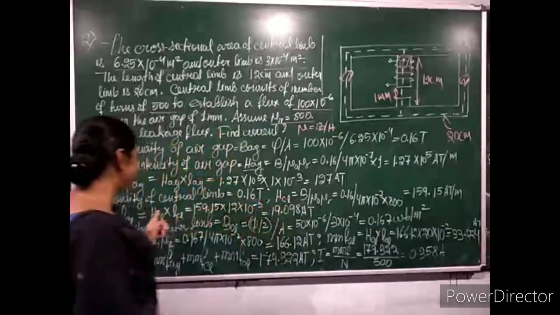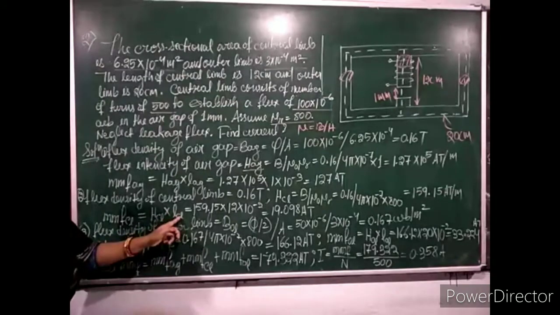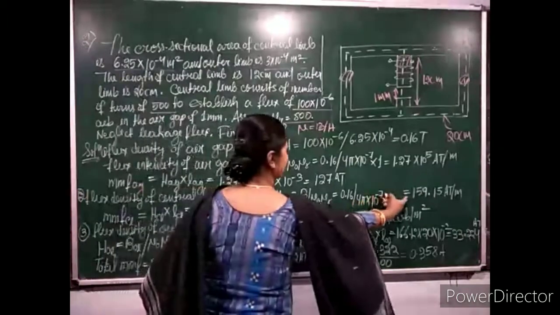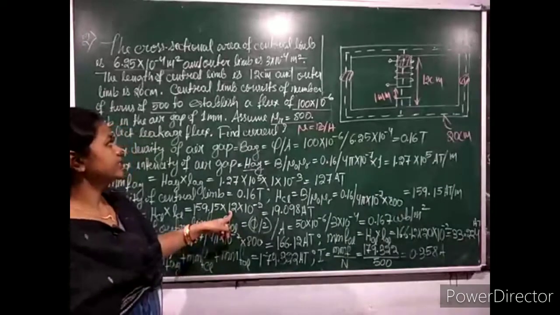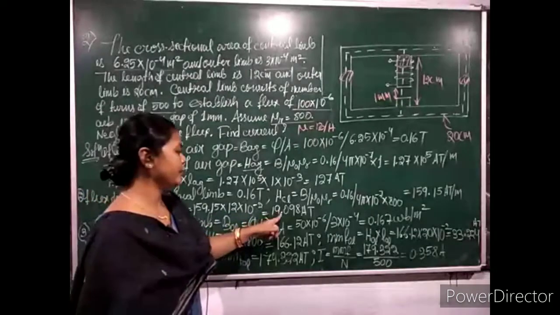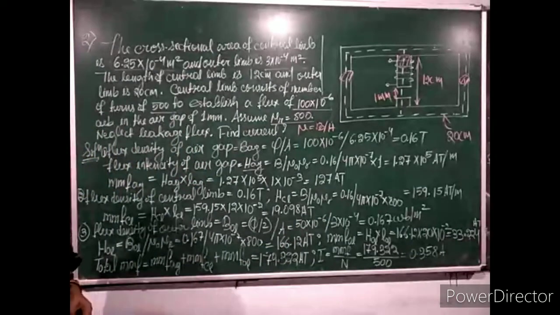Then you calculate MMF of the central limb. That is equal to flux intensity of the central limb into length of the central limb. Flux intensity we have calculated here. We put the value. Length of the central limb is 12 centimeter, as given, which gives 19.098 ampere turn.